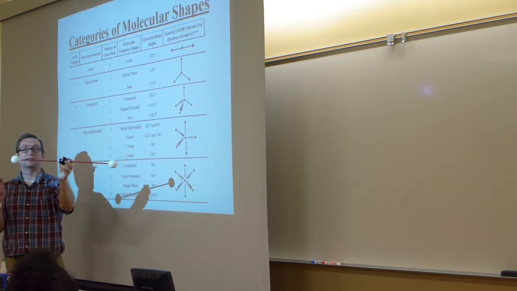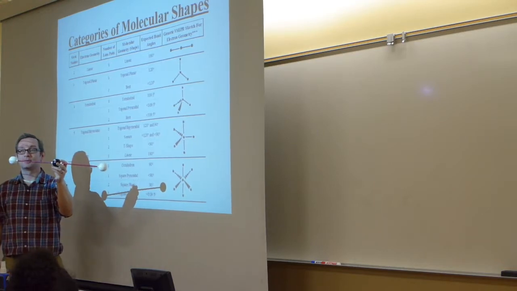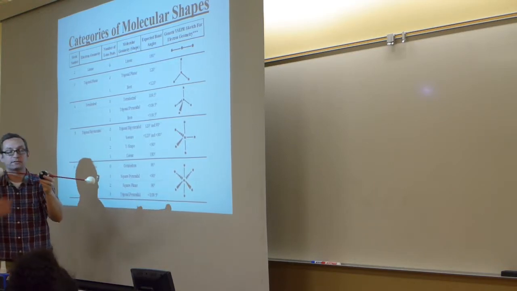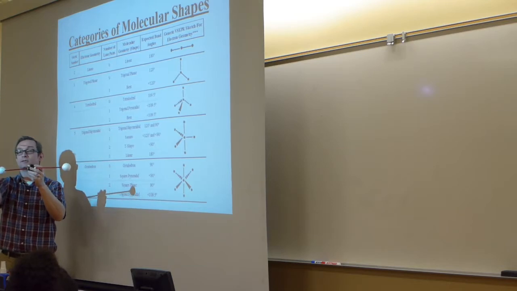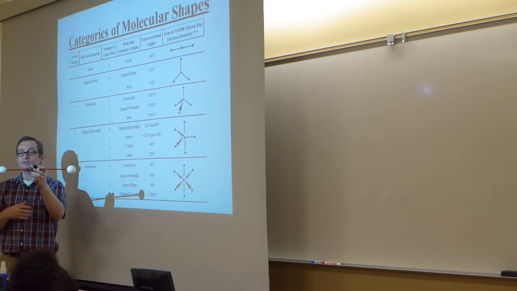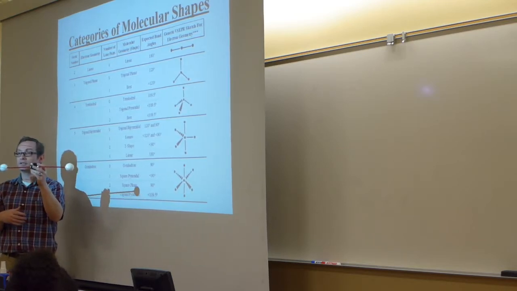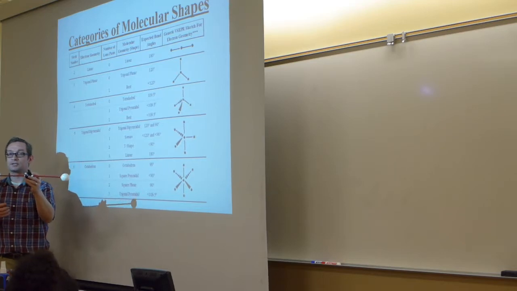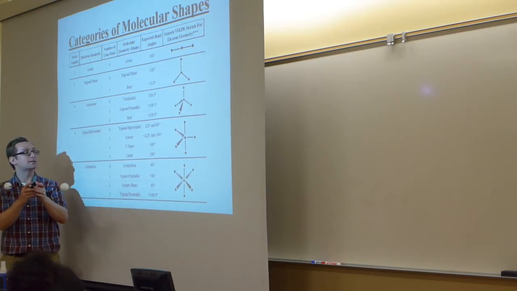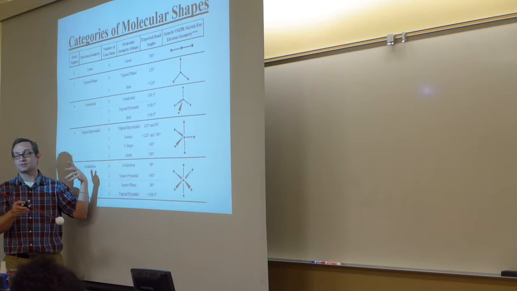So this is linear now, right? It's just 3 atoms in a line. Even though you don't see the lone pairs in here, we still consider this a trigonal bipyramid electron geometry, but we say the shape is linear. And so you'll have to pay attention to the question.